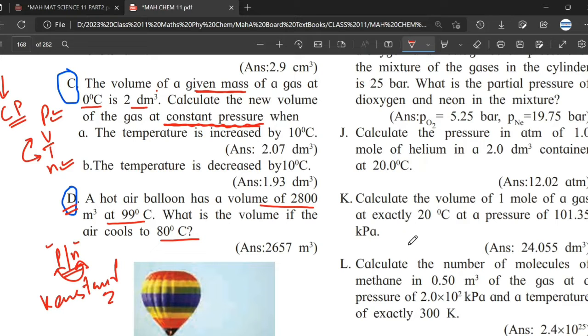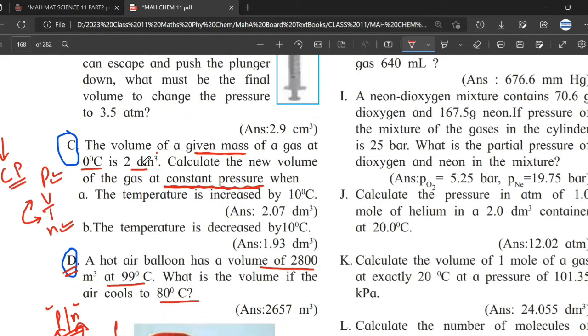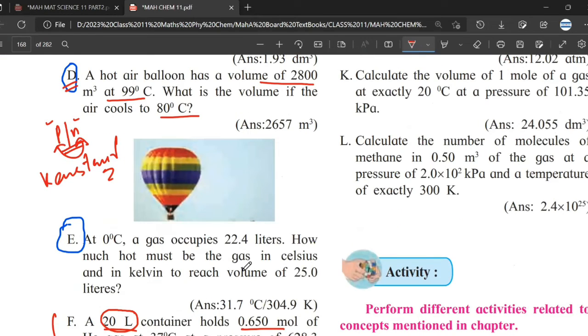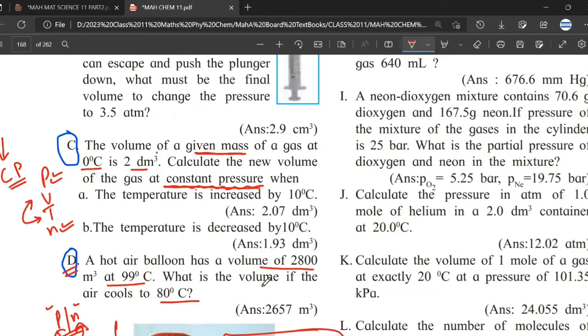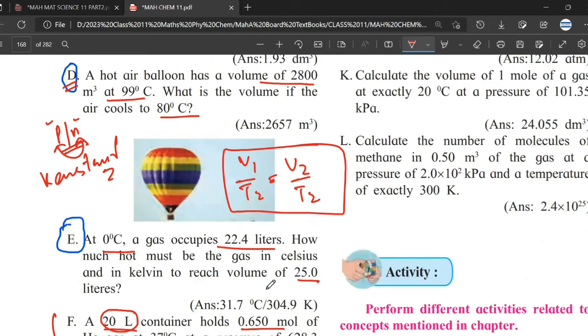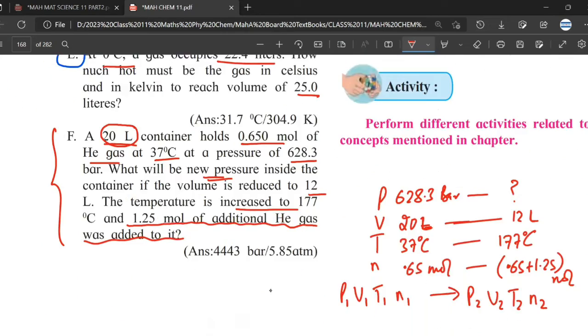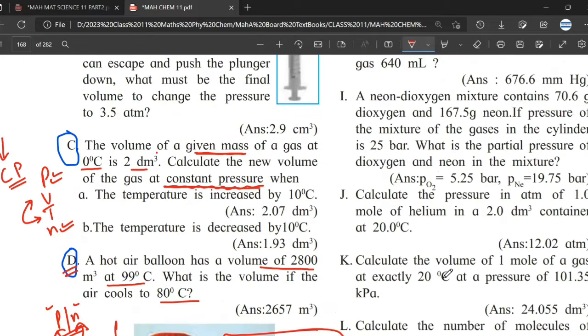See, right now we are doing numericals of Charles law. So we understand that in numerical C, numerical D, numerical E, 0 degrees Celsius, gas occupies 22.4 liter. How much hot gas Celsius Kelvin to reach volume? We understand that the Charles law V1 upon T1 is equal to V2 upon T2. This would be applicable. But when we are sitting in exam, we won't be aware that which law would be applicable. And that is why you will have to look at the numerical very closely. What are the conditions which are changing? शिवी तुझे समझ आ रहा?